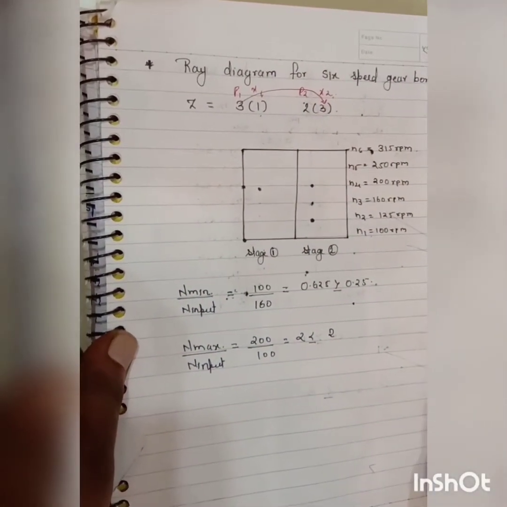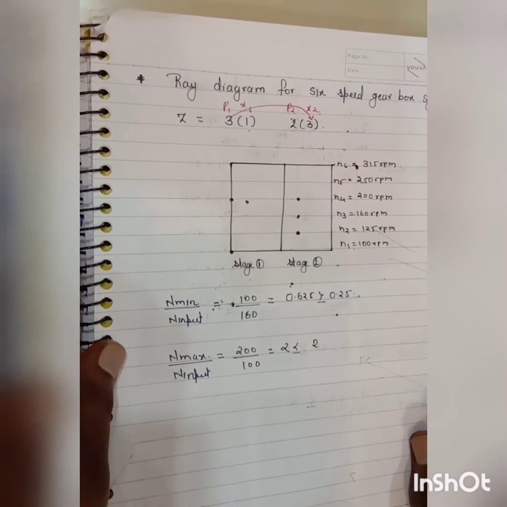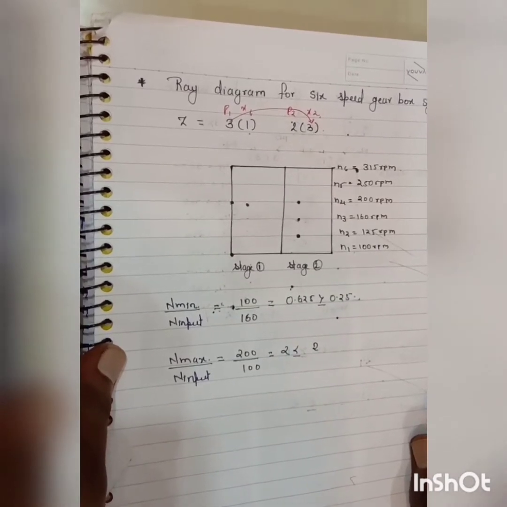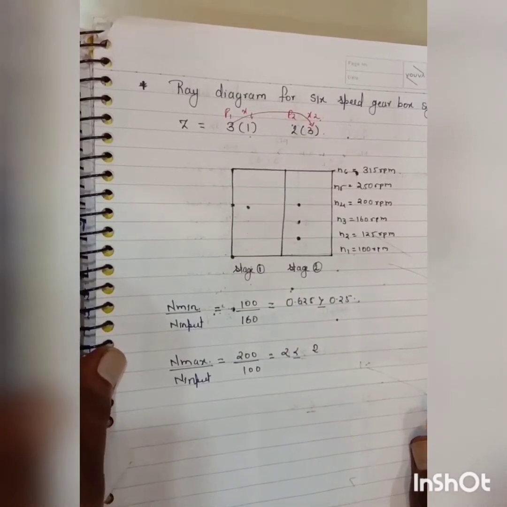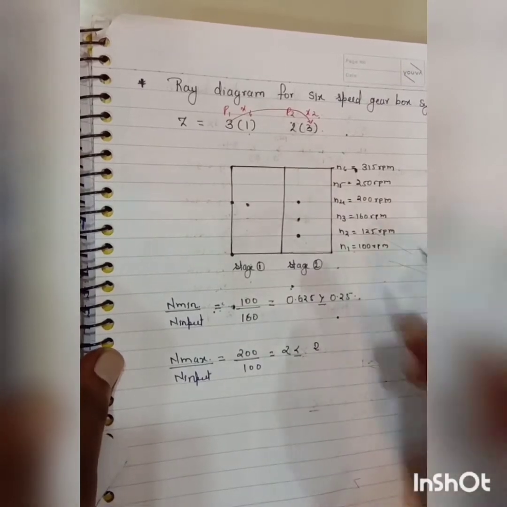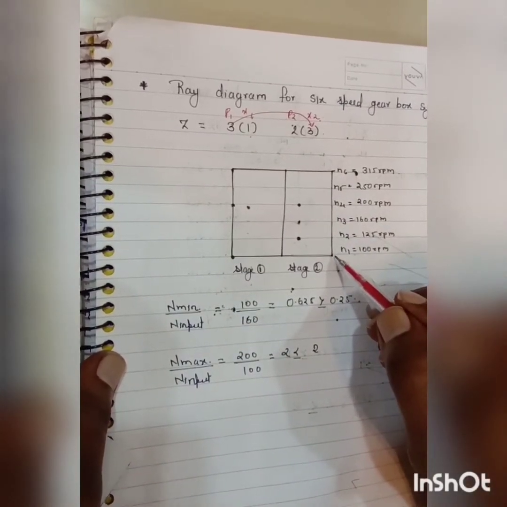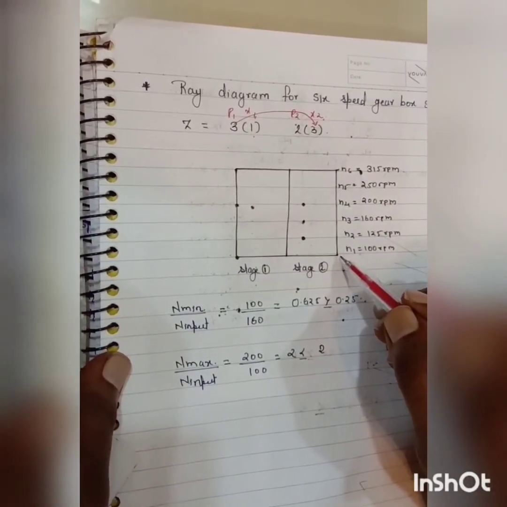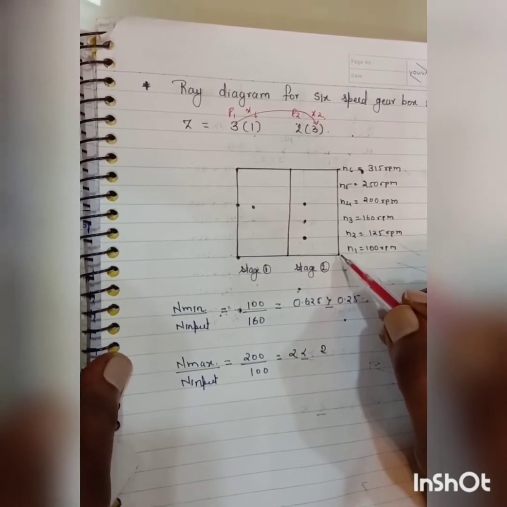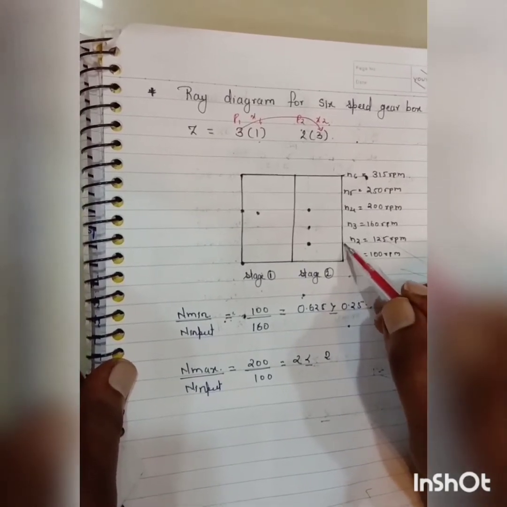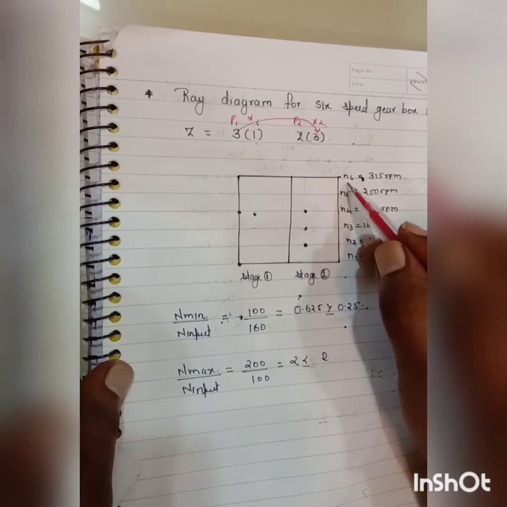Now we will draw the ray diagram for the 6-speed gearbox system. As we know that it is a 6-speed, you should have 6 spindle speeds. So you have to mark 6 horizontal lines and points on it. So we are having N1, N2, N3, N4, N5, N6.